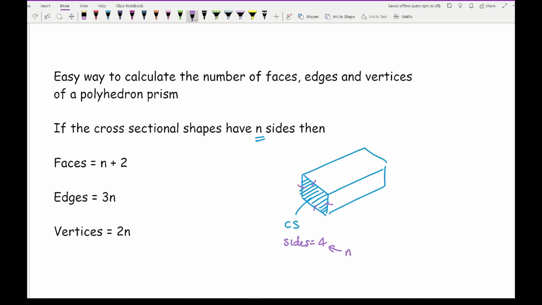So if that is the case, if you have got a polyhedron and you can't visualize the shape or it's not been drawn for you, then to work out the number of faces, it's simply going to be n plus 2. So in this case, it's going to be 4 plus 2, which is 6. So that's how many faces it's got, which we know. The edges is going to be 3 times n. So if n is 4, then it's going to have 12 edges, which we've already showed is correct. And the vertices is going to be 2 times 4, which is 8.